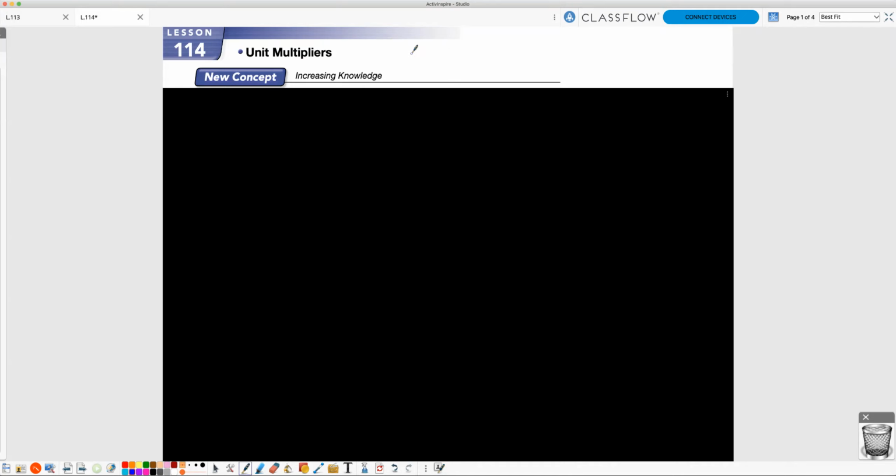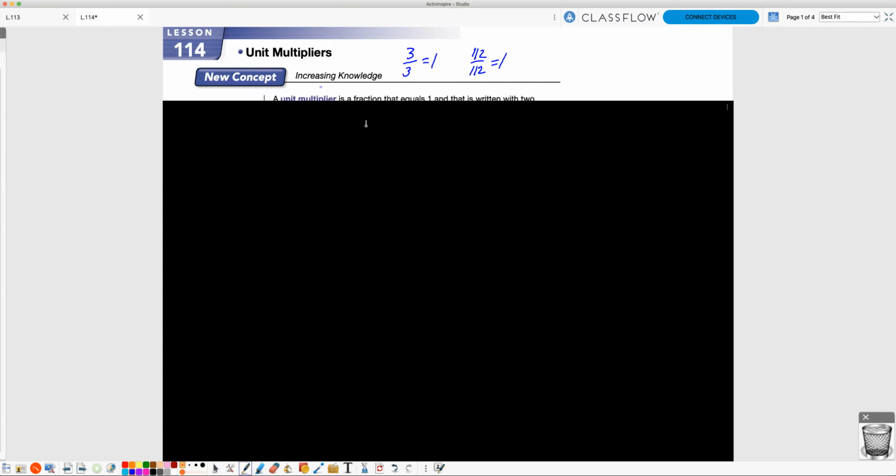Before we jump into this, I just wanted to remind you that fractions such as 3 over 3 equal 1, and let's say 112 over 112 equals 1. You can see that as long as they're equivalent amounts on the numerator and the denominator, you're going to have an equivalent to 1. That's what unit multipliers are going to be a lot like. So keep that in mind as we move along through this.